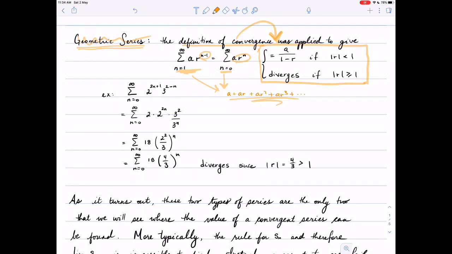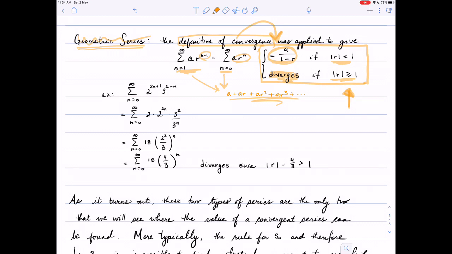And so we had seen this, if we applied the definition of convergence, that there were two cases. If this r, this common ratio r, was less than 1 in absolute value, then the series converged and gave us this as its value. But if that r was greater than or equal to 1, then the limit of Sn did not exist and the series diverged. So now that we have this geometric series rule, as long as we know that we have a geometric series, we do not have to apply the limit again because it is encapsulated in this test.